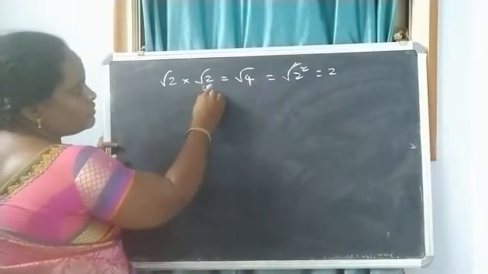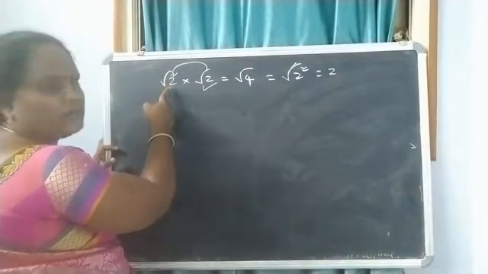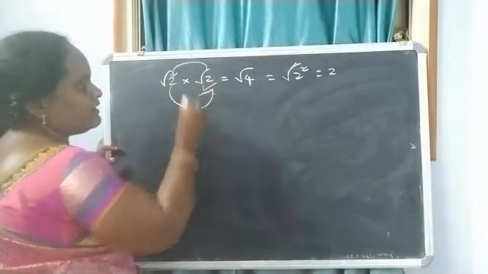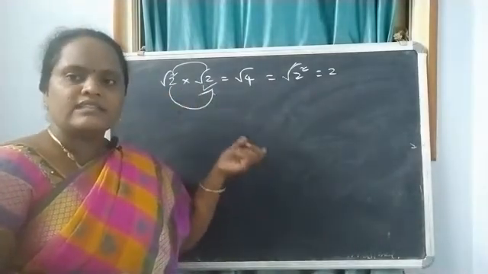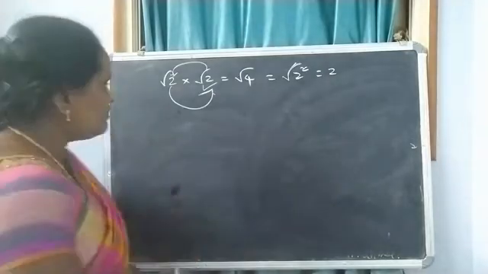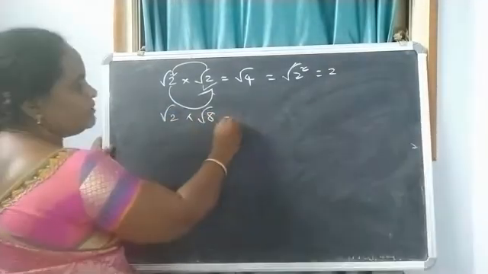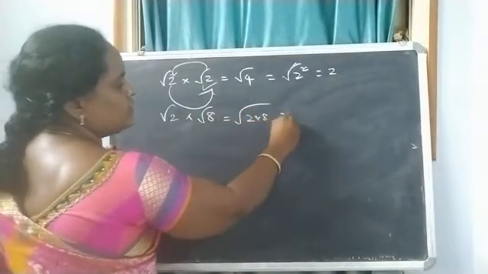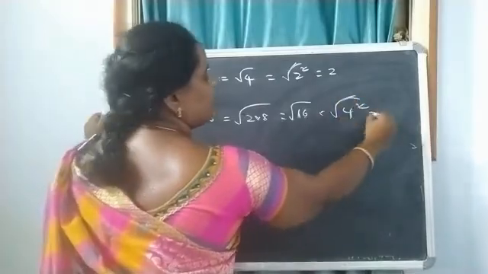Here this root 2 is called rationalizing factor of root 2 and this is rationalizing factor of this one. We can say that here root 2 and root 2 are rationalizing factors of each other. If we take one more example, root 2, I am multiplying with root 8. How much is this? 2 into 8, that is root 16. 16 can be written as 4 square. Square and square root get cancelled, 4.